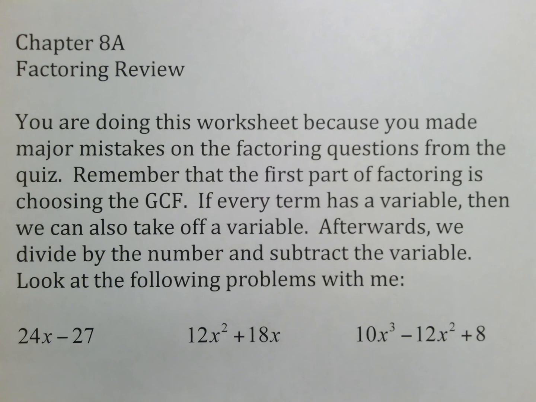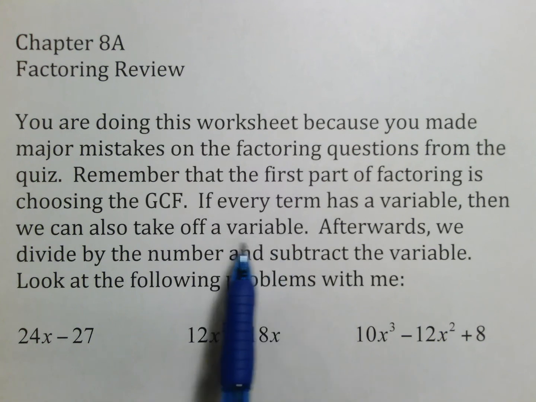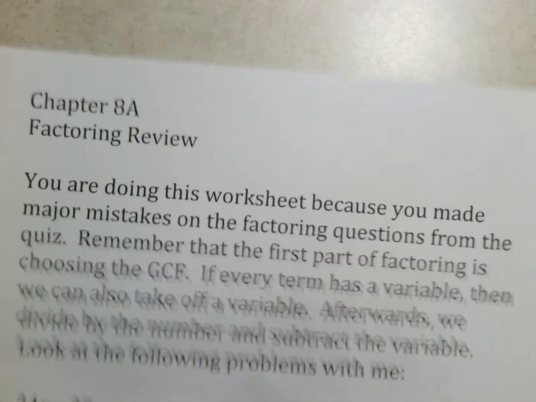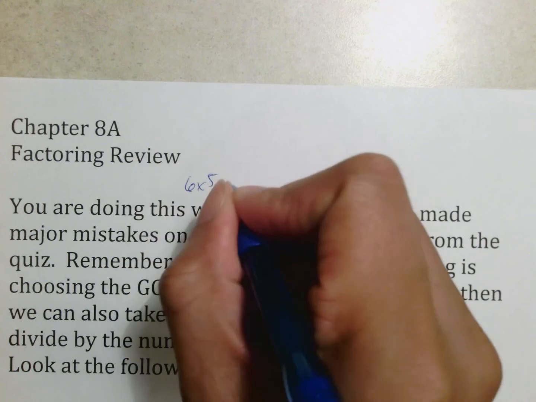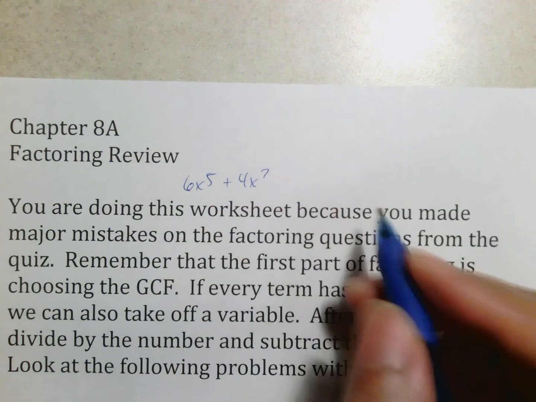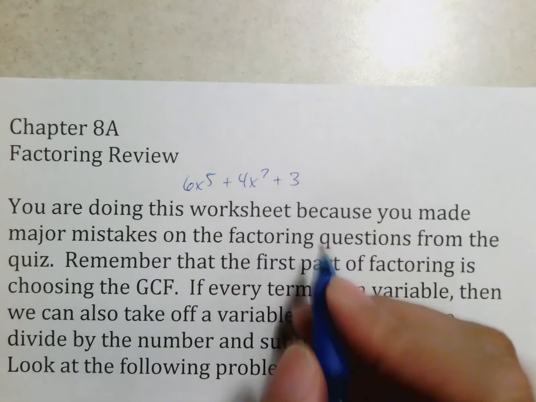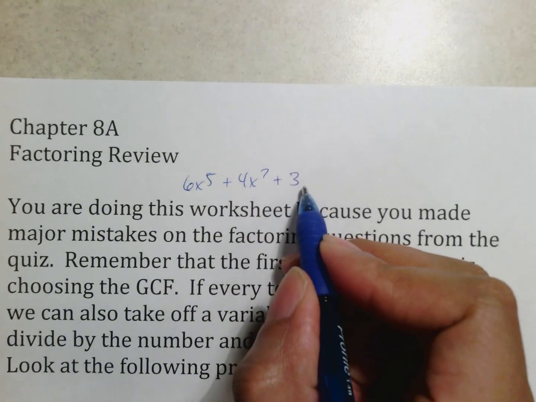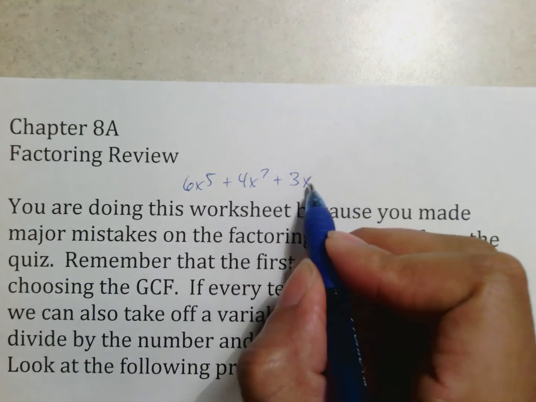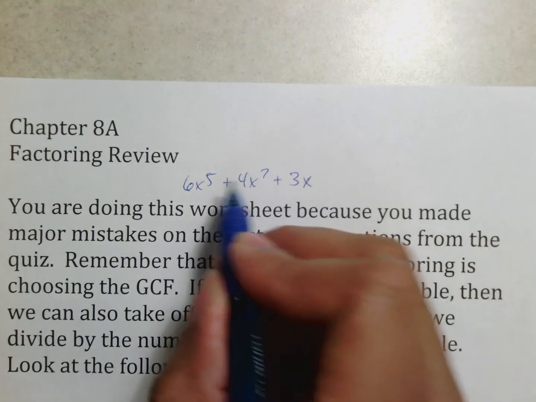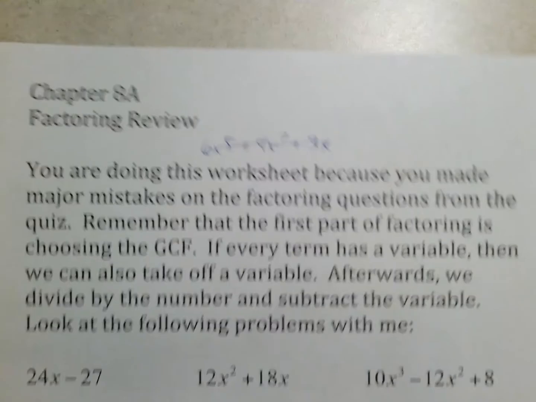So again, you're doing this because you made major mistakes on the factoring questions. Remember that the first part is finding the GCF, and that if every term has a variable, you can actually take off a variable. Whenever you take off a variable, you take the lowest amount. That makes sense because if you're talking about 6x to the 5th and 4x to the 7th, we can take off 5 x's. But if we add a plus 3 here, notice this has no x's, so we can't take off any x's. If this had an x, then we could take off 1.